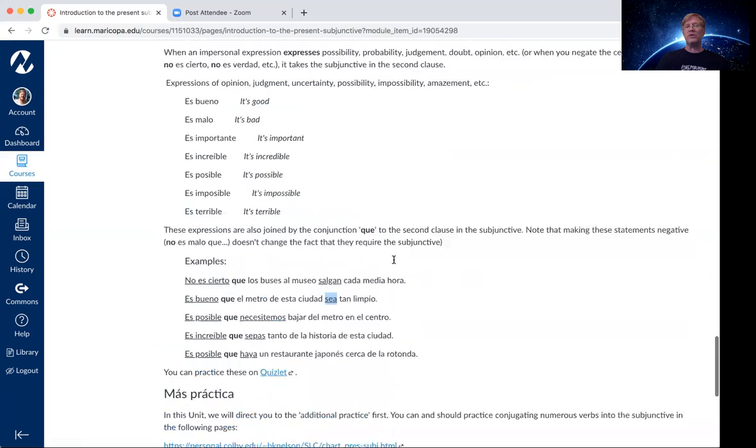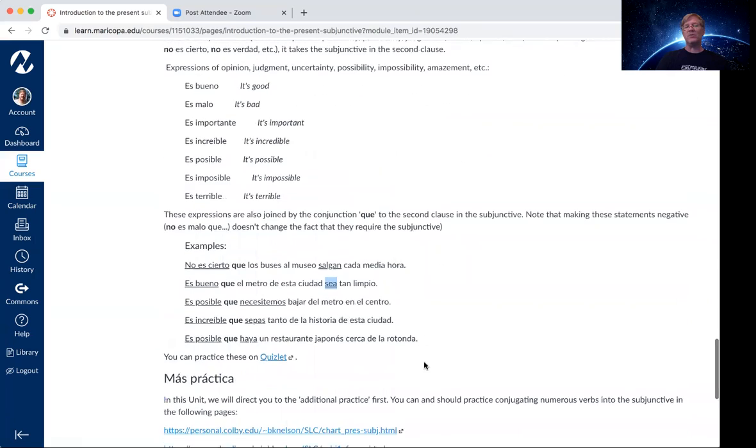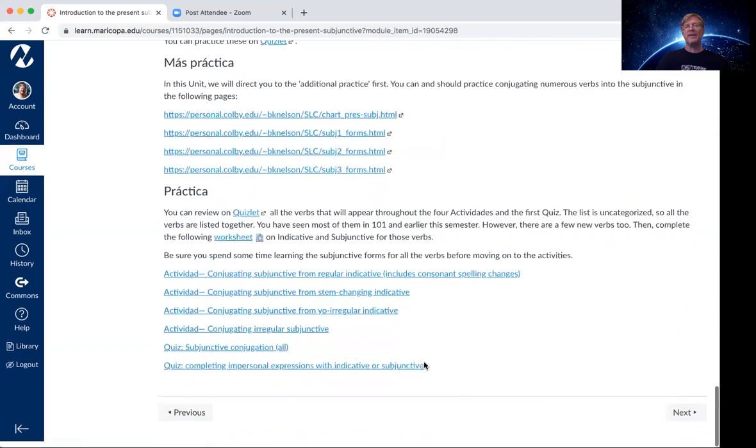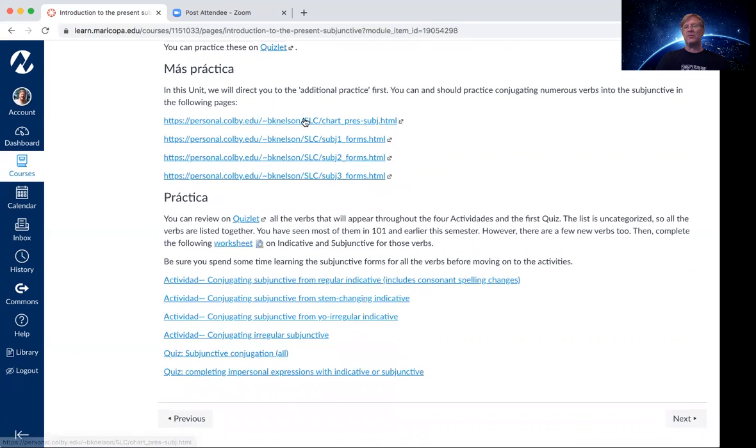And so go through these and practice them on Quizlet. And then you can complete some external exercises. Professor Nelson's website at Colby.edu is excellent for practicing all of the structures that we've taught. When you're comfortable with the subjunctive, then go ahead and do the activities that we've created for you.